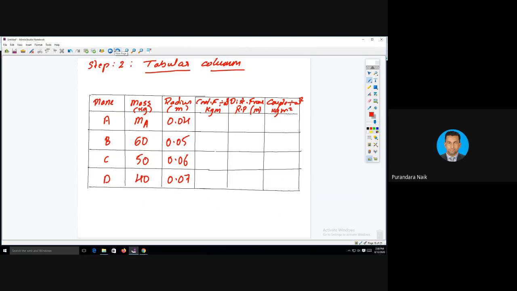Next is the centrifugal force. This is 0.04 MA. MA is unknown. If you multiply this column with this one, we will get this column. So first one, you multiply this column with this one. So next is 60 into 0.05. So we'll get 3.